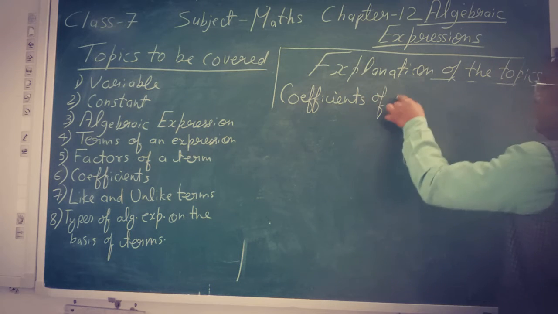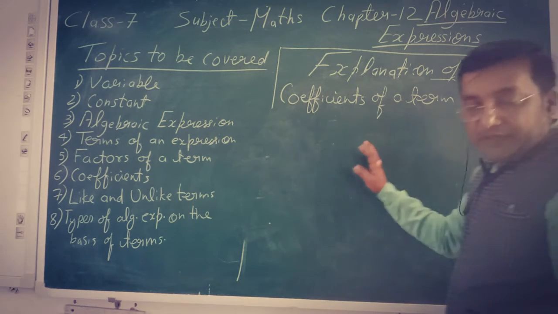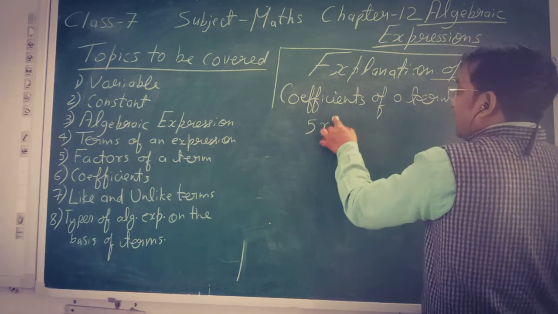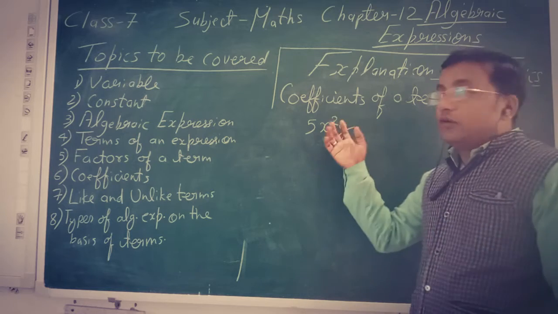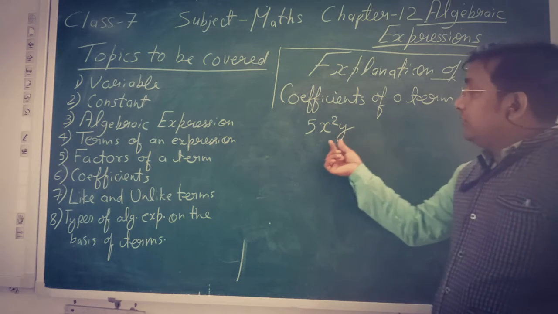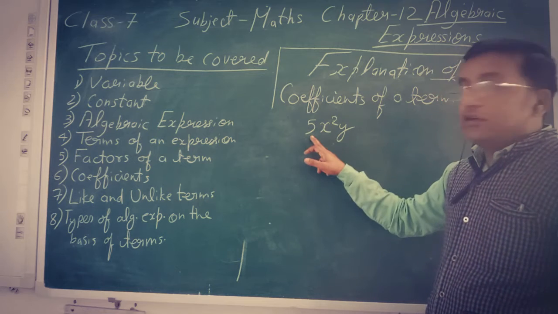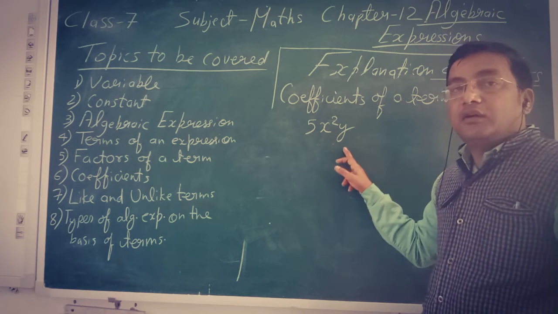Coefficients of a term. To explain this, let me take one example here, like 5x square y. If I have to find out, see, coefficient means any part. If I have to find out the coefficient of 5, the coefficient of 5 will be the remaining part of this expression.